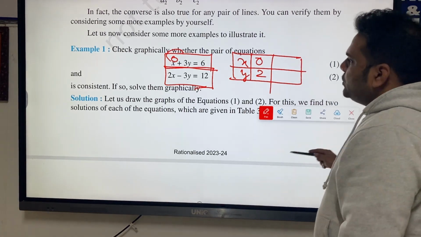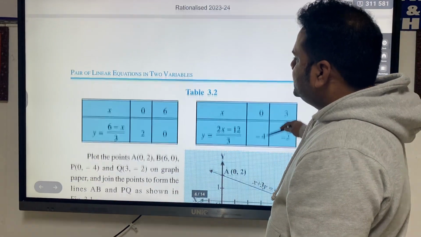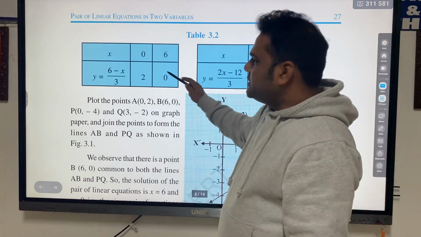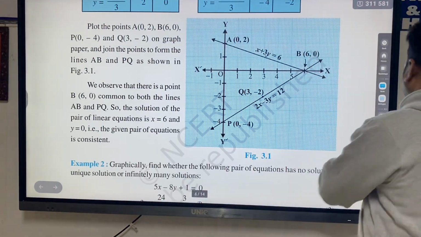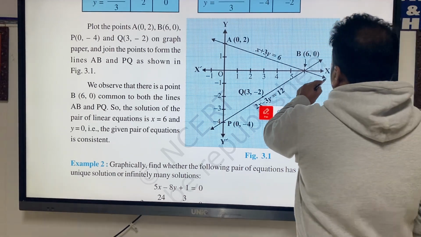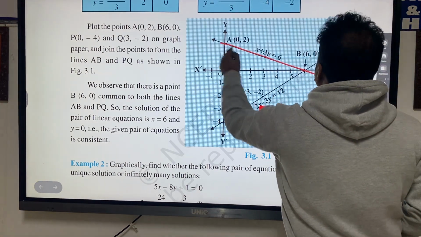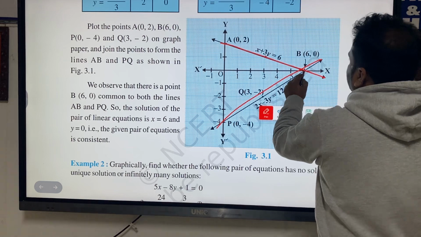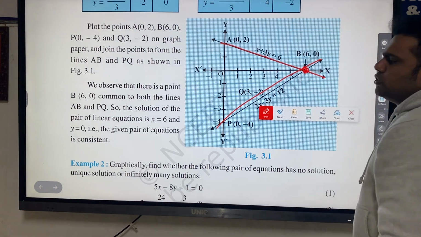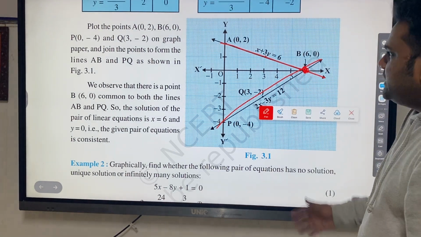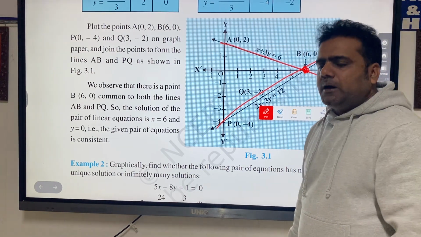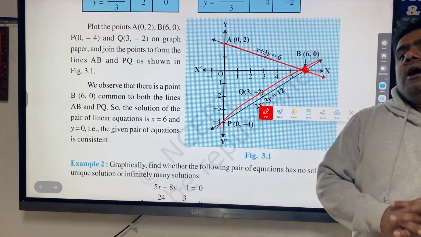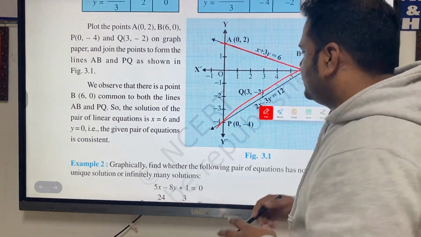Okay. So after that, first you have to do like this. Understood? Yes. And then you have to draw the graph. So what are you getting? See here, this one and this one are intersecting, and this intersection is the solution. So yes, it's consistent because you are getting a unique solution. Understood? Yes. So like that you can do all.